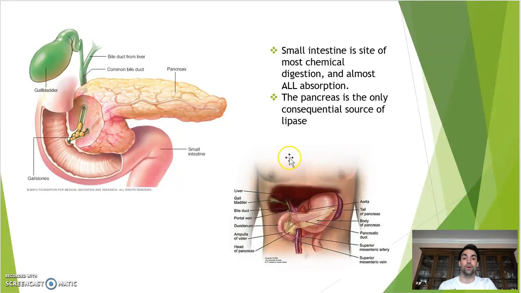Another important thing to note, as we talked about, the small intestine is the site of the most chemical digestion and almost all of the absorption of nutrients. The pancreas is the only source of lipase. So all of the lipase that you see, the lingual lipase, the gastric lipase, and the pancreatic lipase are all produced in the pancreas and are secreted from that organ. So it is very important, not just for diabetes or diseases of that sort, but it is also extremely important when it comes to fat digestion as well.